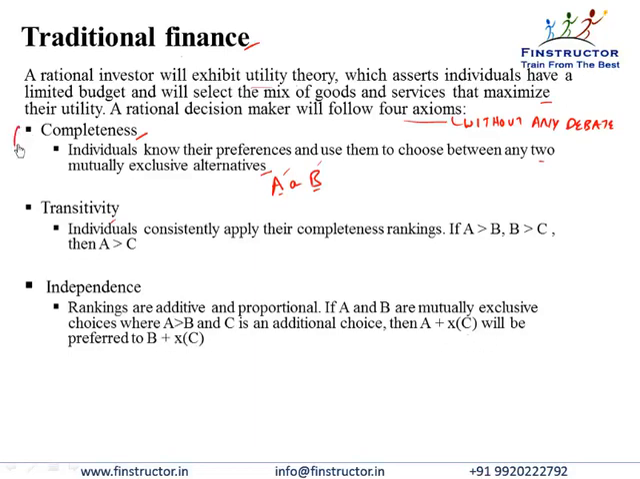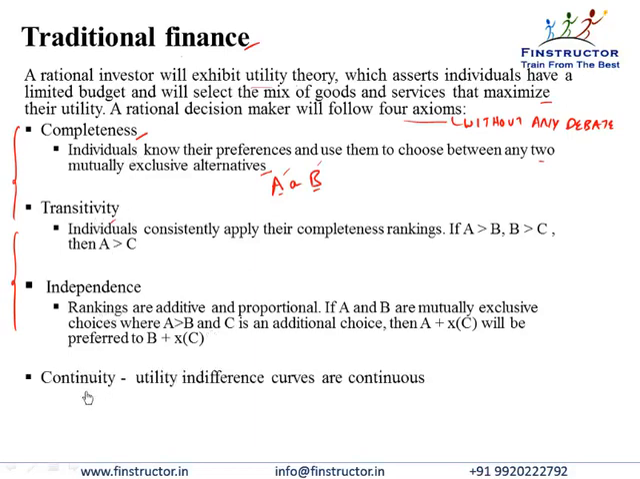These axioms are important because questions often have included statements and then you have to tell which axiom is getting violated or which axiom does it relate to. So please remember: completeness, transitivity, independence, and continuity. Continuity means that utility indifference curves are continuous. So we saw indifference curves at level 1, at level 2.